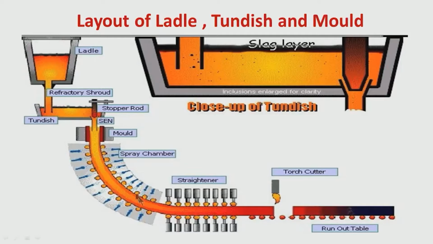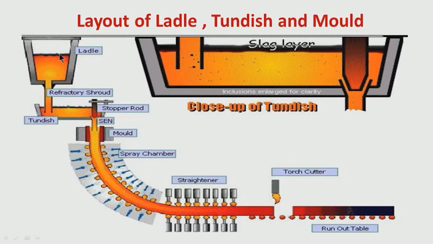I have told you that this is the layout. So, this is the ladle, then there is a tun dish, and then there is a mold, the continuous casting mold. We have to take some care in the ladle itself, because when the liquid steel is coming from ladle to tun dish, we have to be careful. Then we have to be careful in the tun dish itself, because the liquid steel stays here for quite some time.